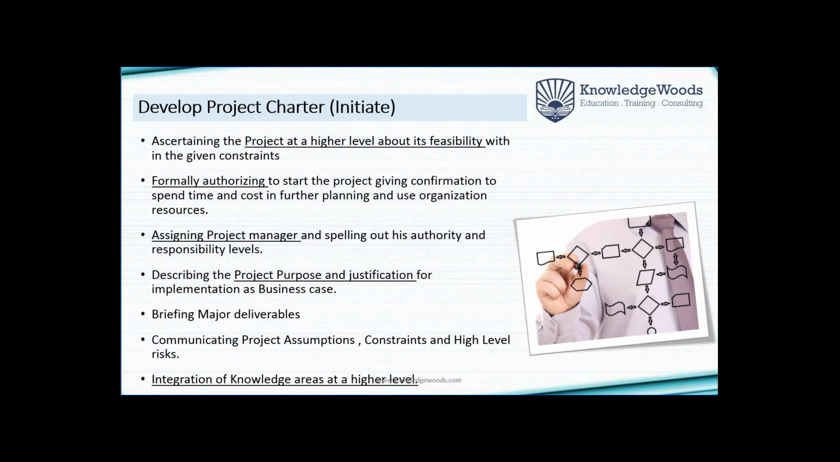And the constraints, as I told you, are limiting factors, something which is limiting you. Scope can limit you, time can limit you, cost can limit you, resources can limit you. And also mention the high level risks. There can be a government risk, there can be a technology type of risk.